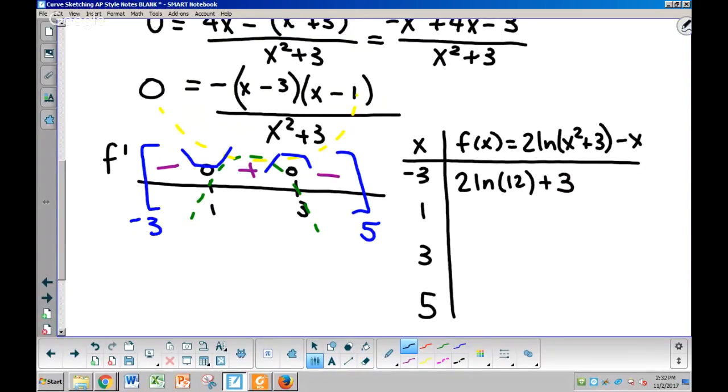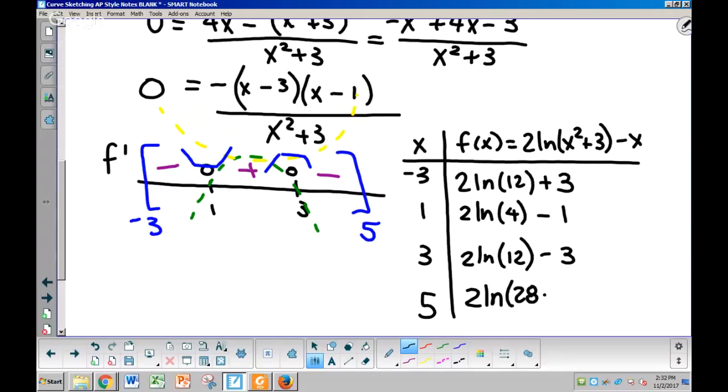What happens when we plug in 1? We get 2 natural log of 4, minus 1. When I plug in 3, we get 2 natural log of 12, minus 3. What happens when I plug in 5? 2 natural log of 28, minus 5. That's right.